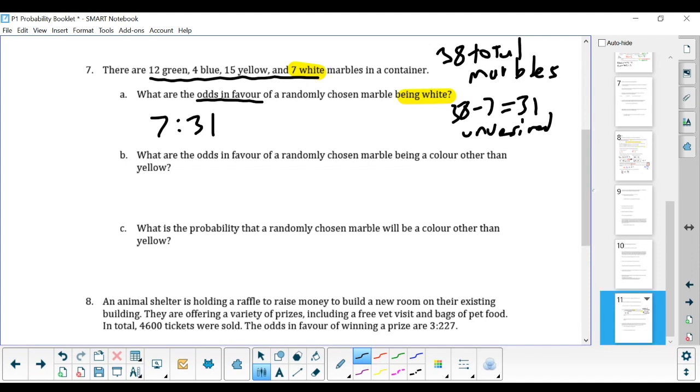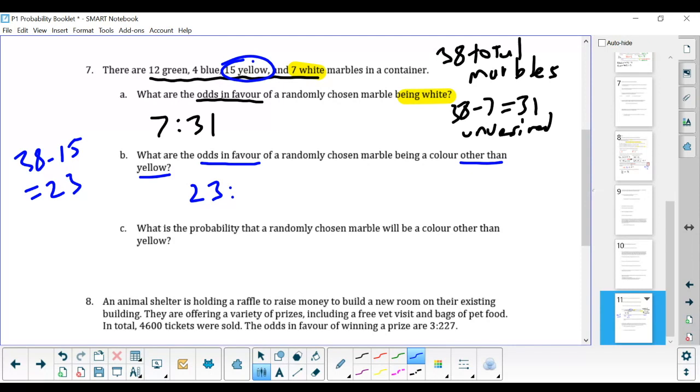If we're taking a look now at our odds in favor of something being a color other than yellow, we have 15 yellow. So if we take 38 minus 15, this would mean that 23 marbles are not going to be yellow. So this would mean we would have 23 possibilities of something other than yellow compared to our 15 that are yellow.